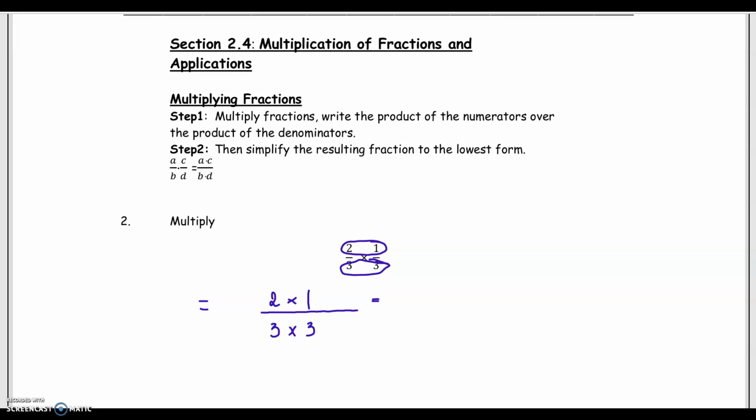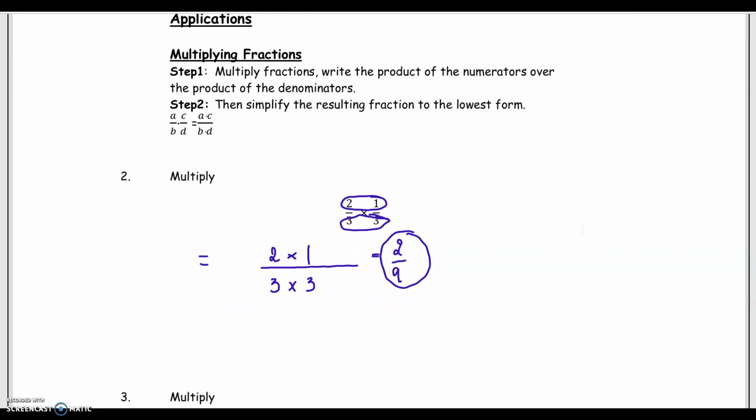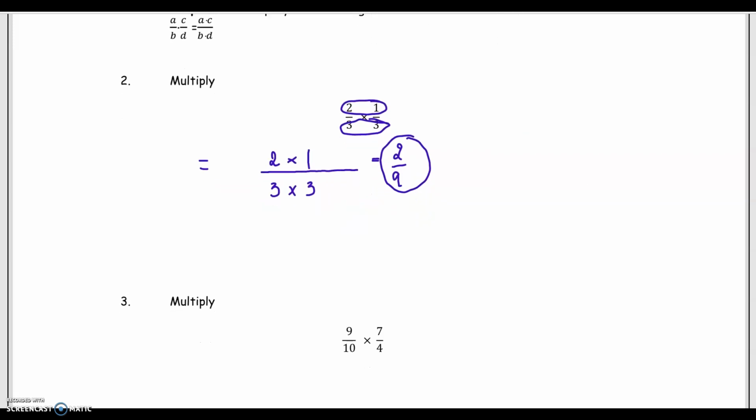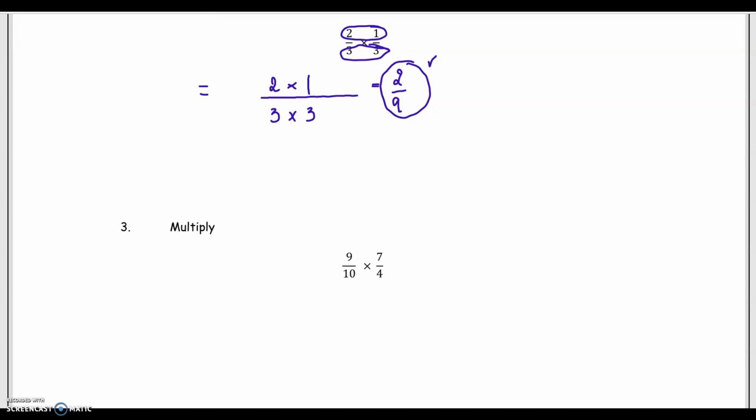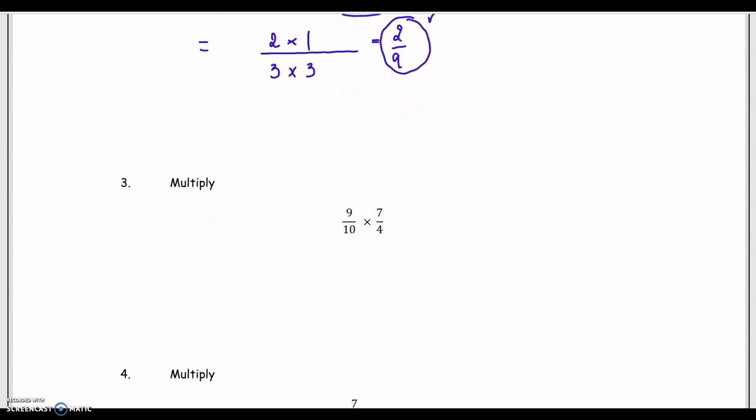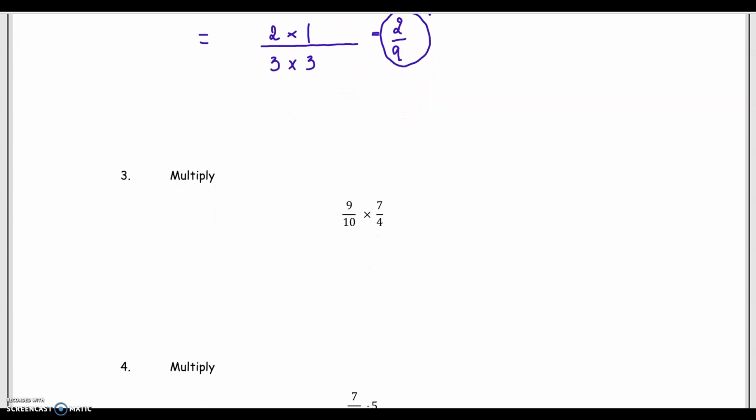And if there are any common factors, we need to cancel them. But in this case, there are none. So we have 2 over 3 times 3, 9. There are no common factors and it's in the lowest terms. So that is our final answer. So if your final answer is a fraction, always make sure that it is in the lowest terms.